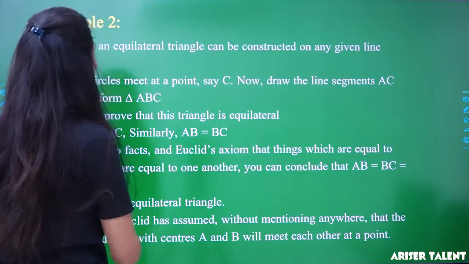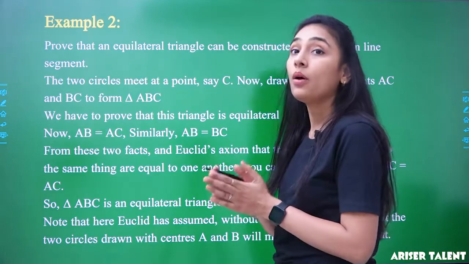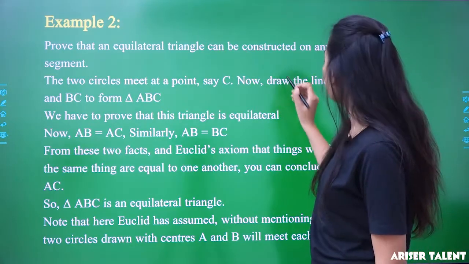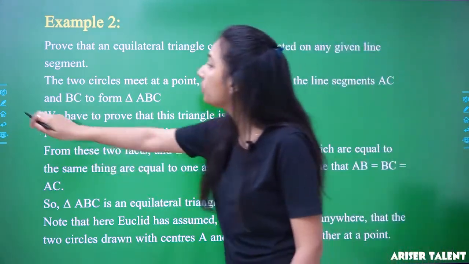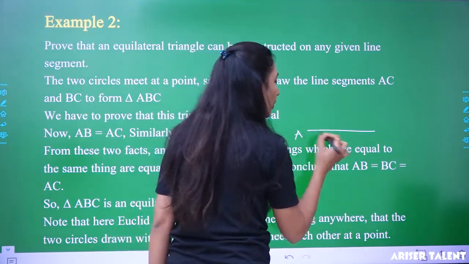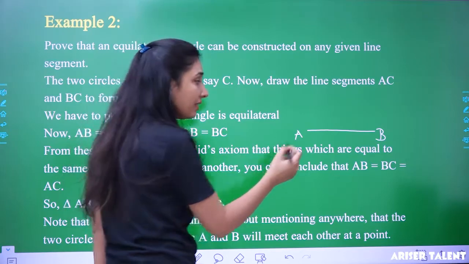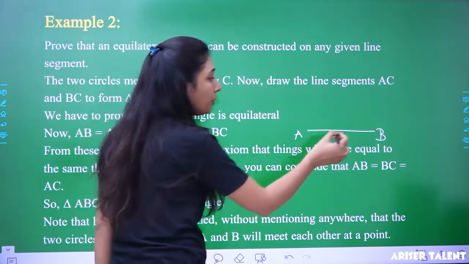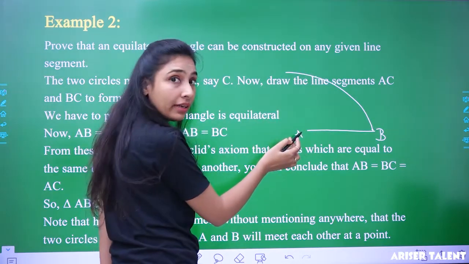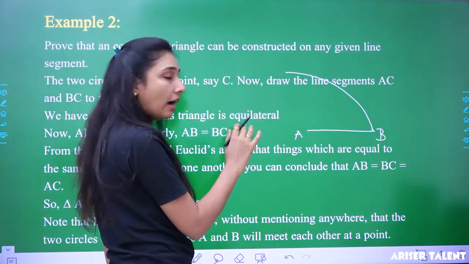Next, example number 2. Prove that an equilateral triangle can be constructed on any given line segment. What are we going to do in that situation? We are going to draw a line like this, and this line will have 2 points, A and B. Now what will we do? We'll draw a circle with the radius AB. This will be an arc drawn with center A and radius AB. So here's the arc.